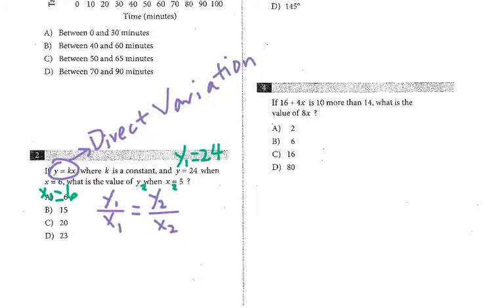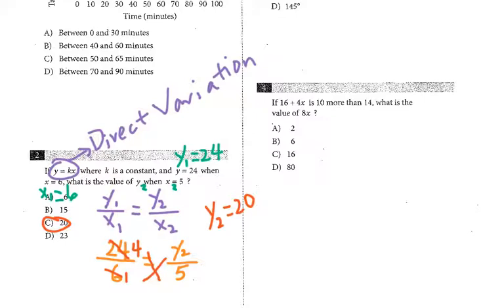Then we need to plug in. We have 24 over 6 equals y2 over 5. Reduce, we get 4. Therefore, cross multiply, you have y2 equals 20. Compared to direct variation, we have inverse variation. For the inverse variation, here's the pattern: x1 times y1 equals x2 times y2.